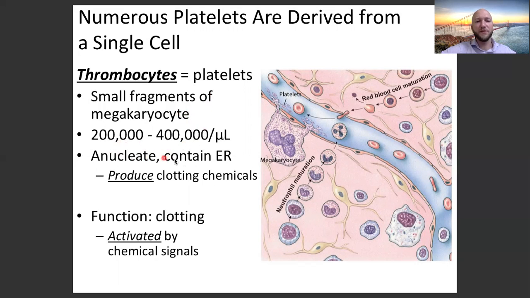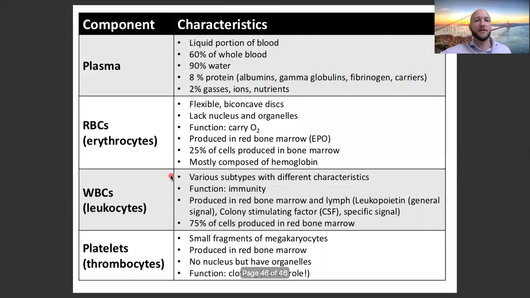They're anucleate but contain an endoplasmic reticulum, and they produce clotting chemicals. Function: they are clotting cells, and they're activated by chemical signals. When there is a cut in your tubes, in your circulatory system, those cells will release chemicals that activate these thrombocytes. Summary chart again.